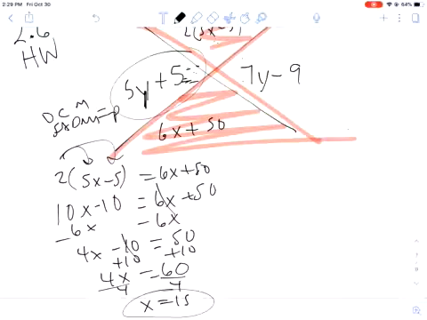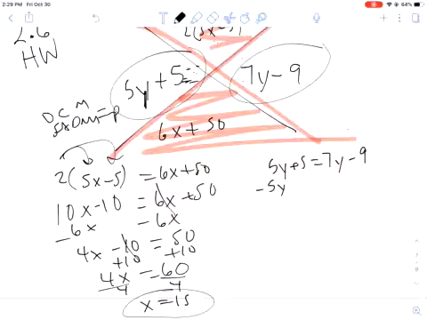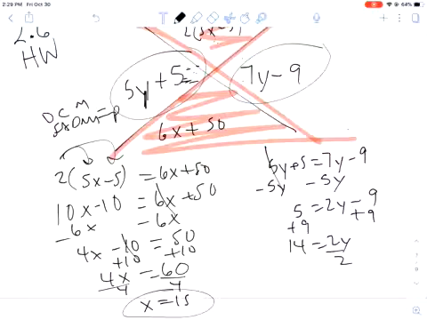We've also got vertical angles here, so I can just set those equal to each other. And again, I'm going to be solving. So move your variables. Add 9. And divide by 2. And so there we go. We solved for x. And we solved for y.